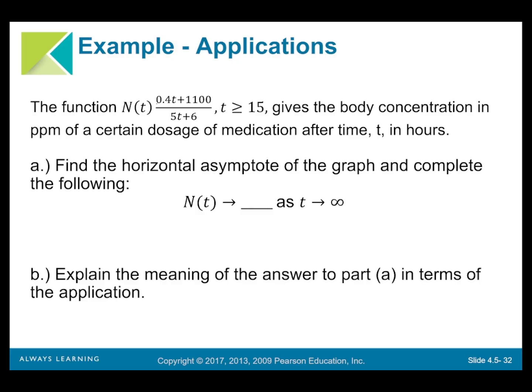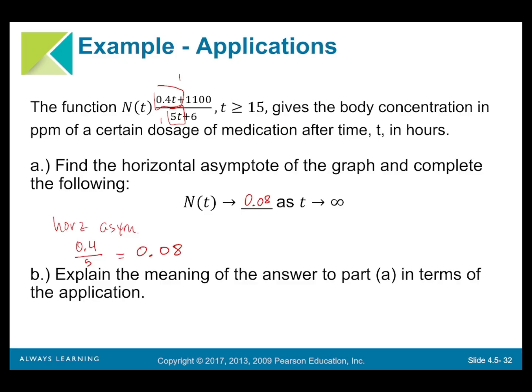I see that the degree of my numerator is 1. The degree of the denominator is 1. So therefore, for my horizontal asymptote, I'm looking at 0.4 over 5. And 0.4 divided by 5 is 0.08. So to fill in this statement, I would say that my function approaches 0.08 as t grows to infinity. So that is how we represent our horizontal asymptotes sometimes.